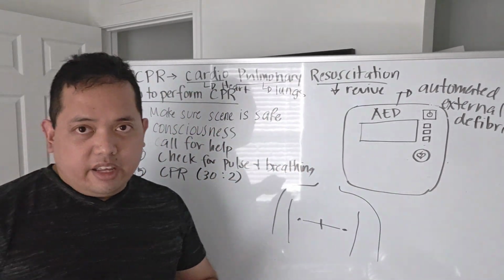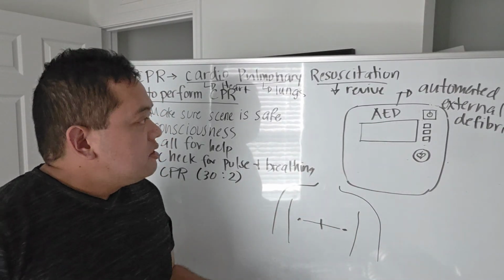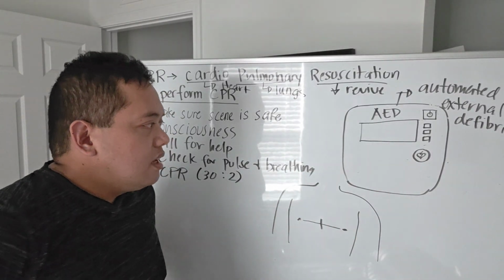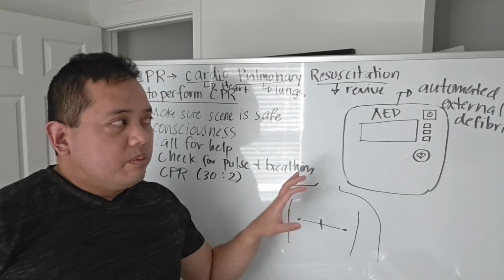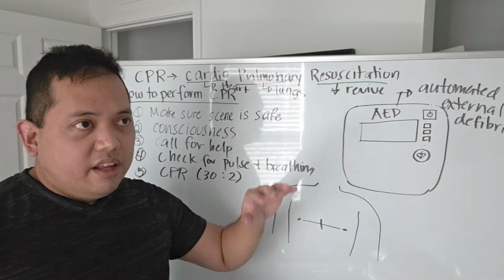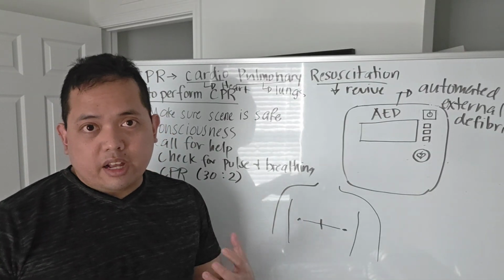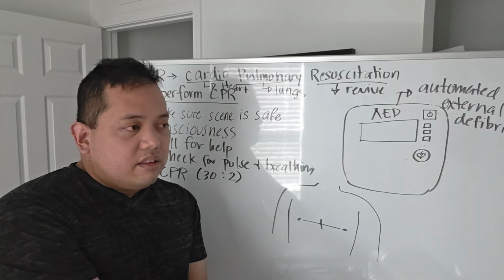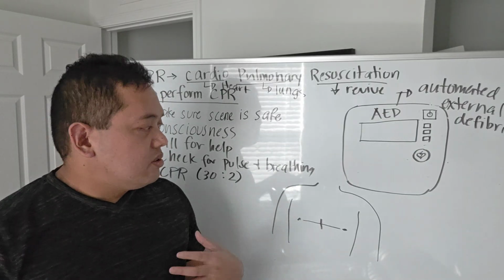So that's what AED stands for. Again, you can find this one in major areas, public areas. This one corrects heart rhythm. So if there's a heart rhythm on the person, it's going to read that, and then it's going to deliver a shock to actually reset the heart back so that it can resume normal sinus rhythm.